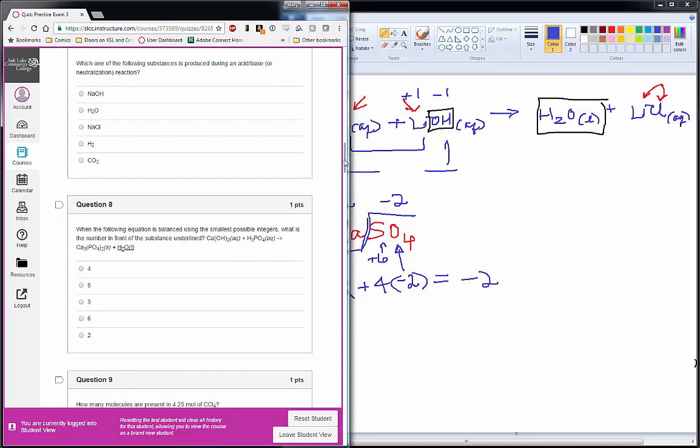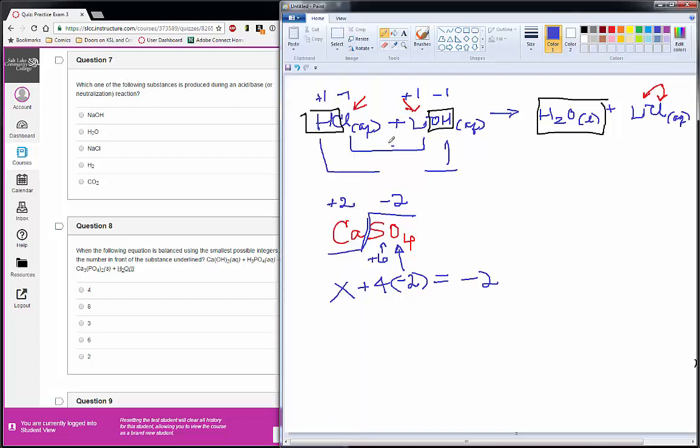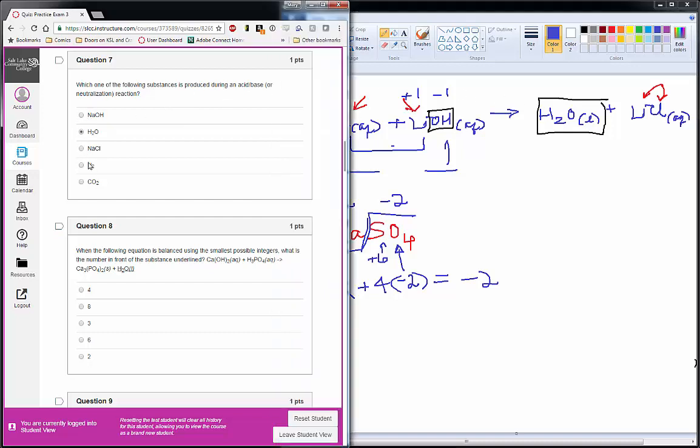Last question on this section. Which is produced in an acid-base reaction? Well, your acid is your H, and your base is your OH, and you produce water. H plus OH makes water. That's our acid-base. So that's what we're looking for.